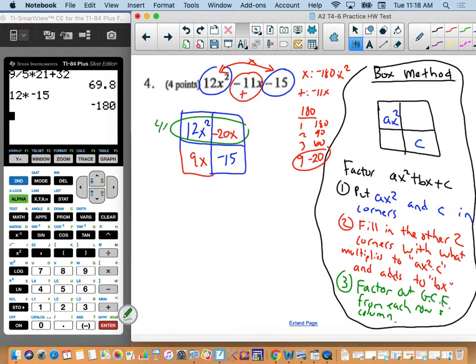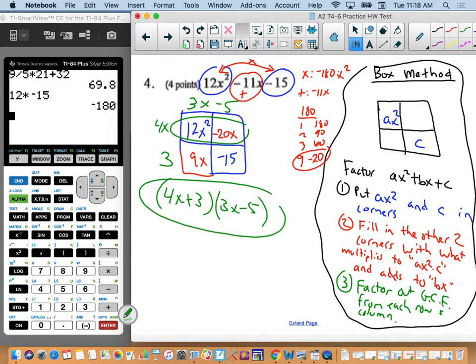So we have a 4x and a 3. And then going up top, we have a 3x and a negative 5. And you can check by multiplying, so our answer is 4x plus 3 times 3x minus 5. So in step 2, the two numbers that multiply to negative 180x squared and add to negative 11x, those are the two numbers that go in these two spots.